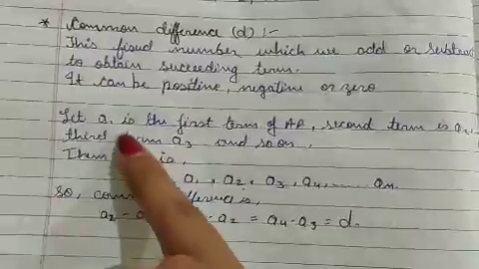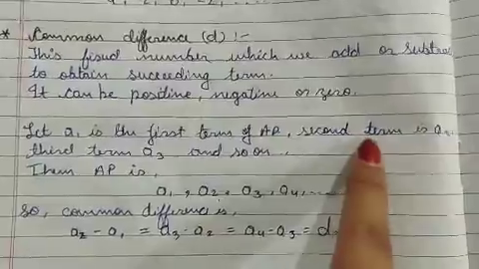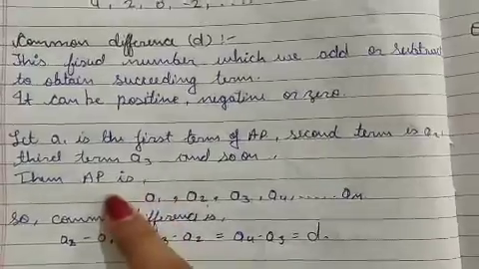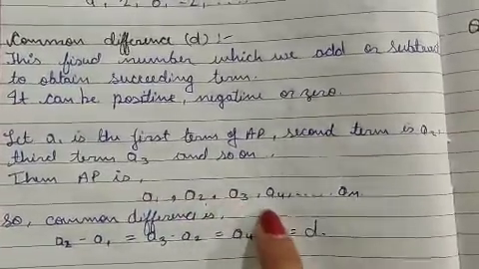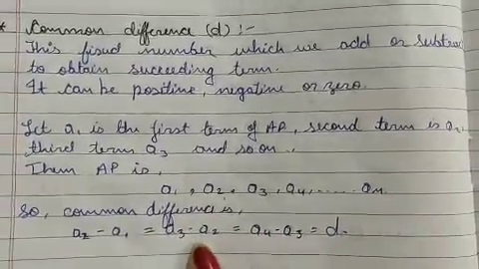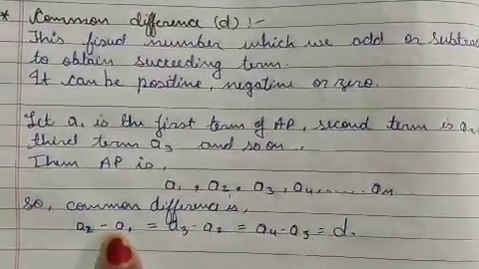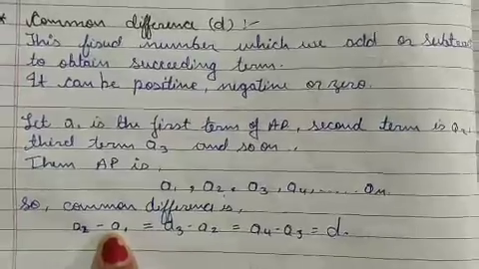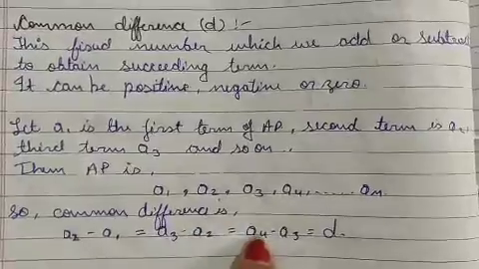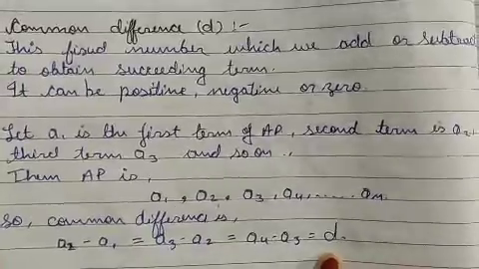Now, how to find the common difference? Let a1 be the first term of the AP, the second term be a2, the third term a3 and so on. Then the AP will be a1, a2, a3, a4 and so on till the nth term, which will be an. A2 minus a1 will give you the common difference, if a2 minus a1 is equal to a3 minus a2 is equal to a4 minus a3. This is the common difference of the AP.